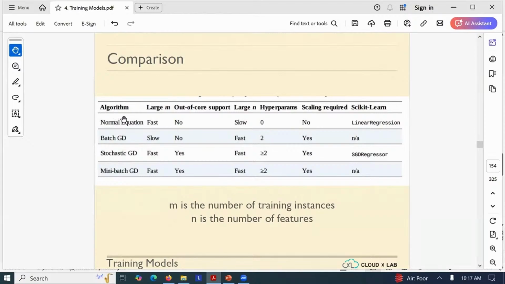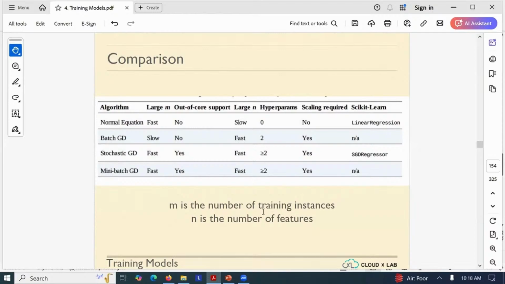So in the normal equation method, we have to invert a matrix of size n cross n, where n is the number of features. So if the number of features is large, then the normal equation will be slow, because the matrix inversion operation is very costly. And since the normal equation method scales linearly with respect to the number of training examples, it will be fast here, right?